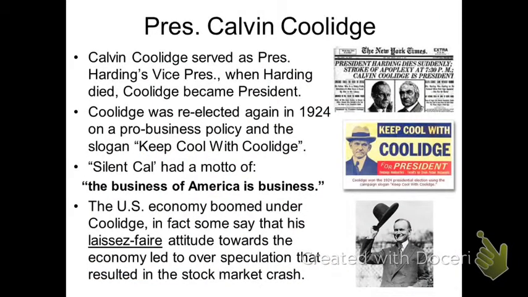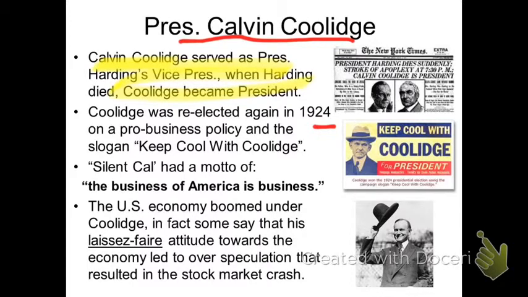We only have two or three more slides in this little section, then we'll finish it. President Calvin Coolidge was the VP under Harding, and when Harding dies in 1923, Coolidge becomes president. That's just the way it is, and that, of course, is explained in that first bullet. Coolidge was reelected in 1924.